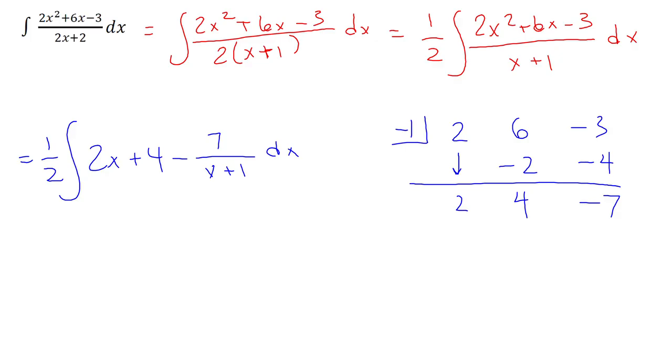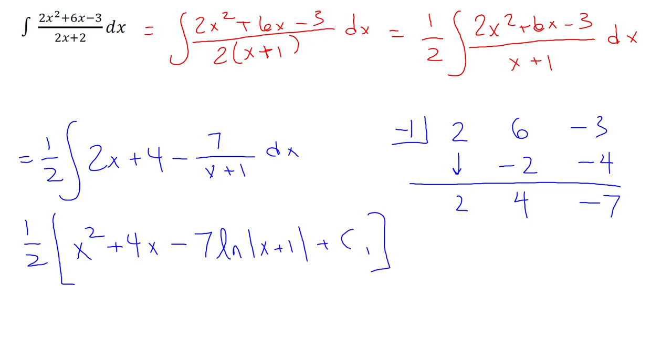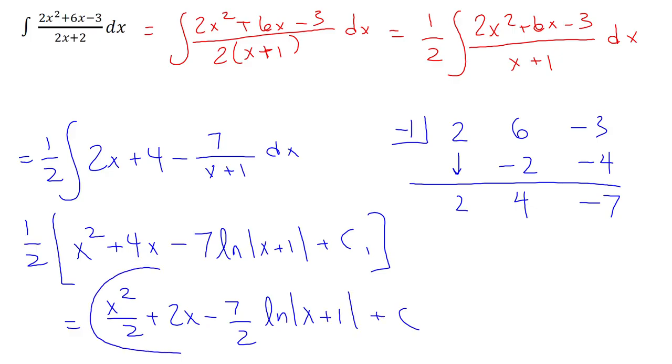And so we'll just integrate. We'll keep the 1/2 out in front for now. The integral of 2x is just 2x squared over 2, or x squared. The integral of 4 is 4x. And minus 7 over x plus 1 is another simple u sub, where u is x plus 1 and du is dx. So it's just minus 7 natural log absolute value x plus 1 plus some constant. And when we distribute the 1/2 through, we get x squared over 2 plus 2x minus 7/2 natural log absolute value x plus 1 plus, of course, some constant.